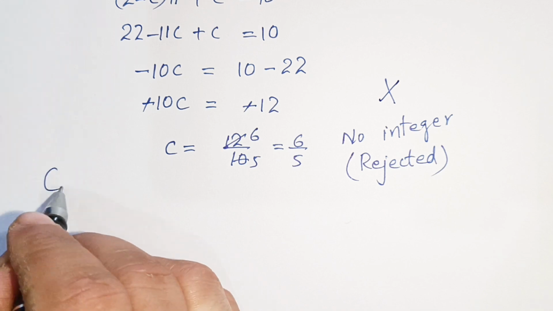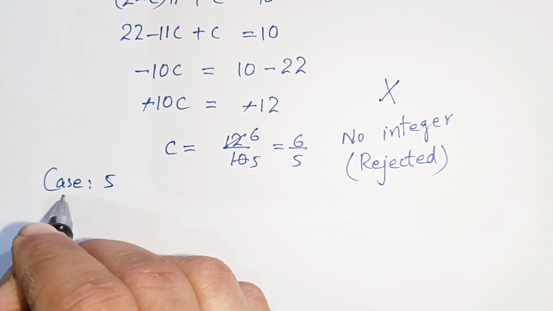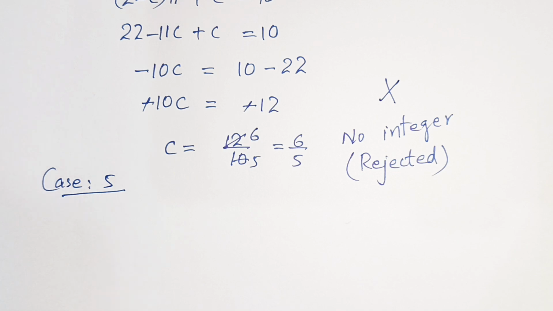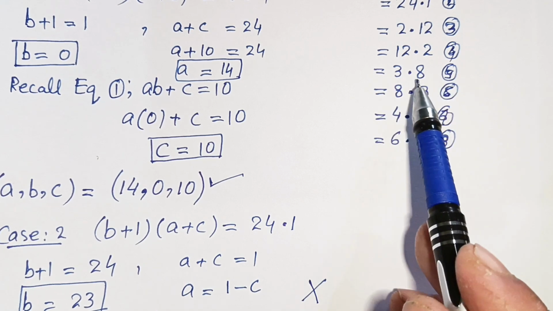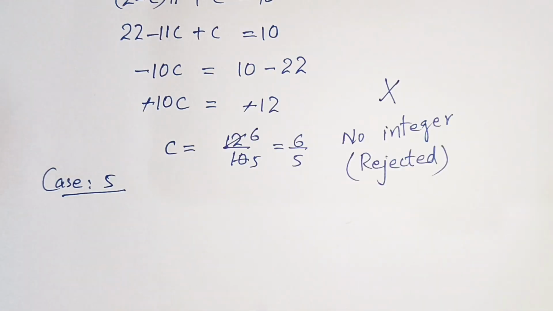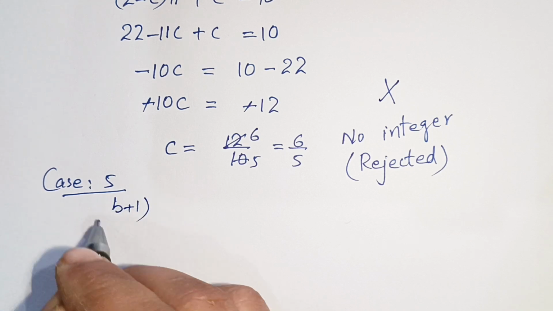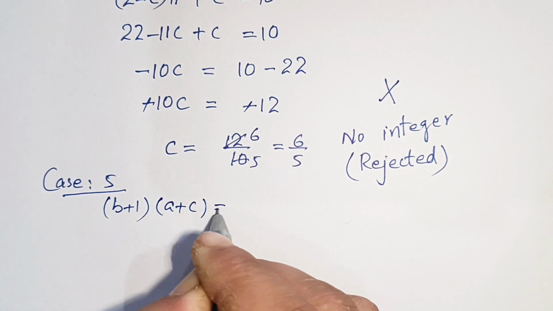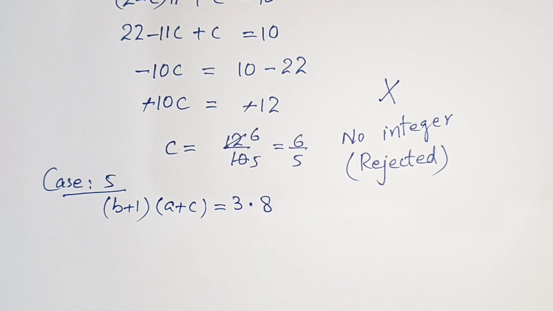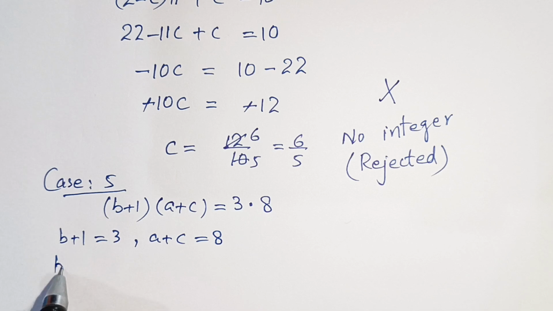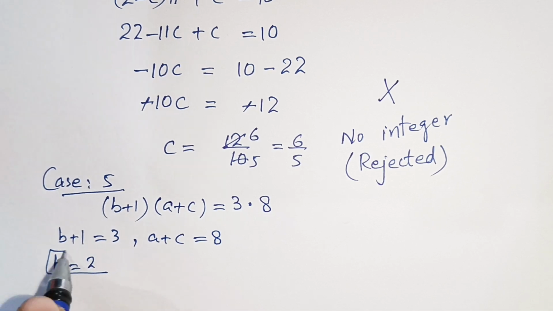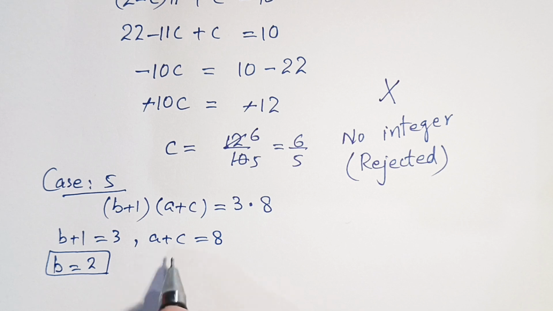Now our case 5 is given by 3 times 8. Here we have 3 times 8, it is our case number 5. So (b+1)(a+c) = 3 × 8. Now here b+1 = 3 and a+c = 8. We have the value of b is 3 − 1 = 2. So now the value of b is 2, and here a = 8 − c.